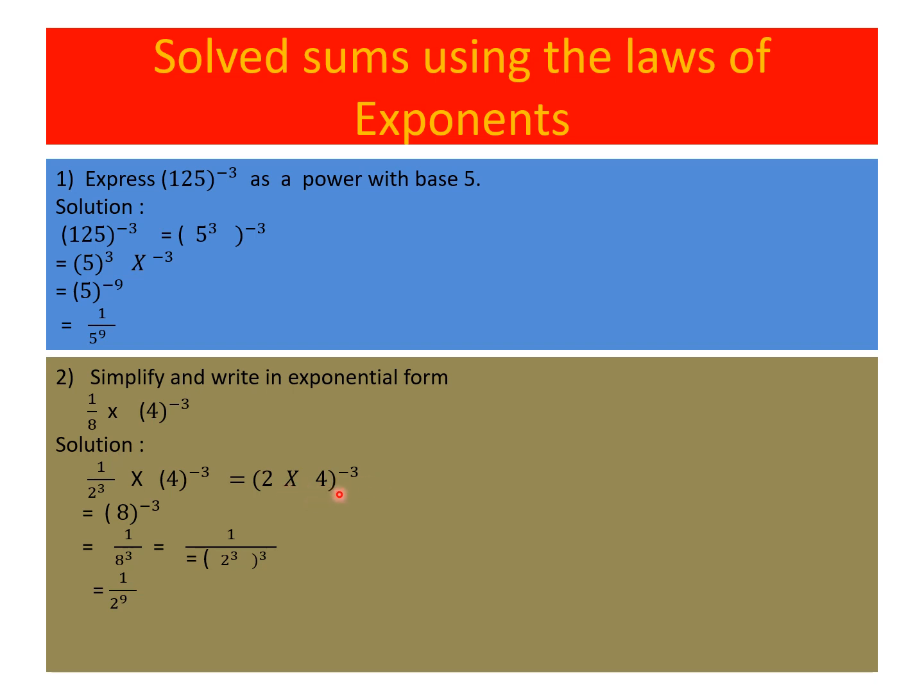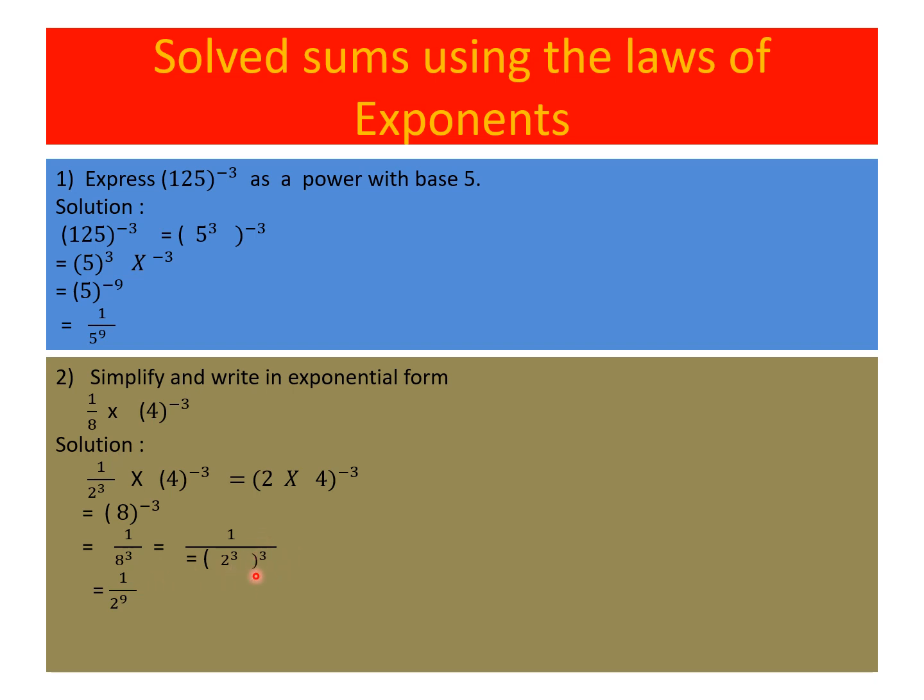2 power minus 3 into 4 power minus 3 will become 2 into 4 whole power minus 3, where if we do the multiplication, 2 into 4 will become 8 power minus 3. Children, 8 power minus 3 can be written as 1 by 8 power 3, which is equal to, this 8 can be written as 2 power 3. Again, I am stressing, this number 8 can be written as 2 power 3, and again one more power is here, 3, that can be written as whole power 3.